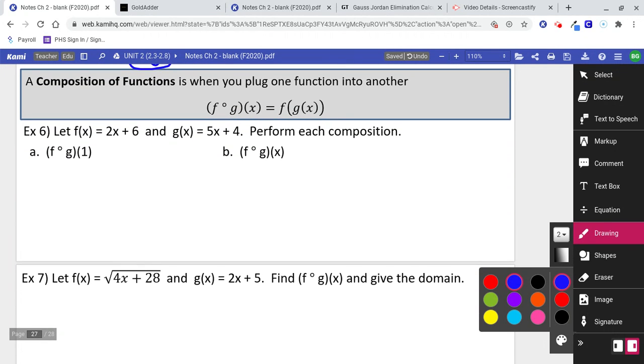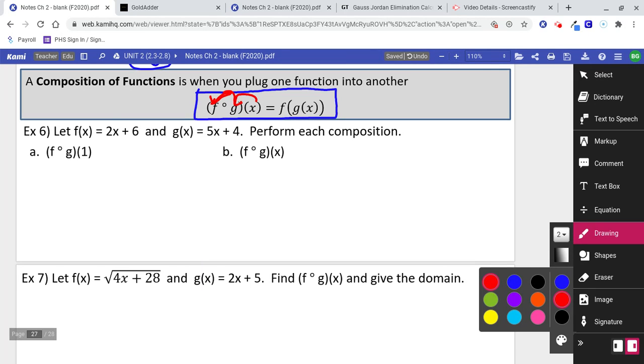Composition of functions is when you plug one function into another. So look at the notation with the little circle. That does not mean multiplication. That means composition. That means you're plugging one into the other. Specifically, it works backwards, okay? You take x and put it into the g function, and then whatever you get for that, you put into the f function. It's kind of going backwards.